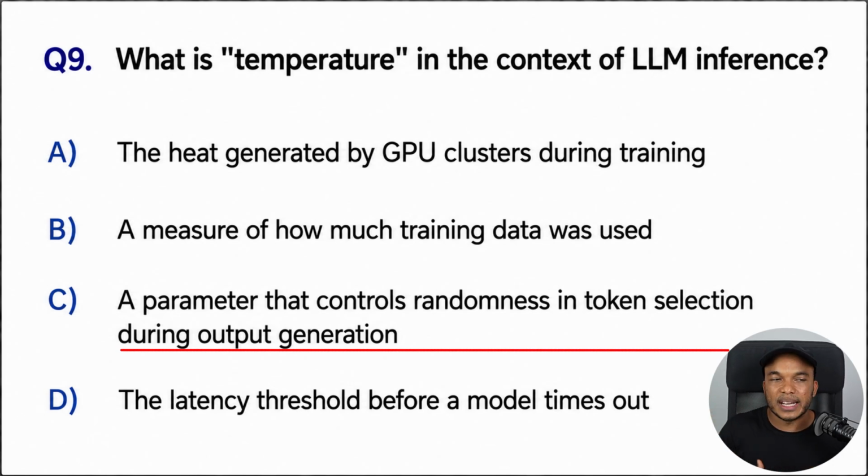But if the user wants the AI model to become very, very creative, then obviously you want the temperature to go higher. So again, the answer to this is going to be C, the parameter that controls randomness in token selection during output generation.